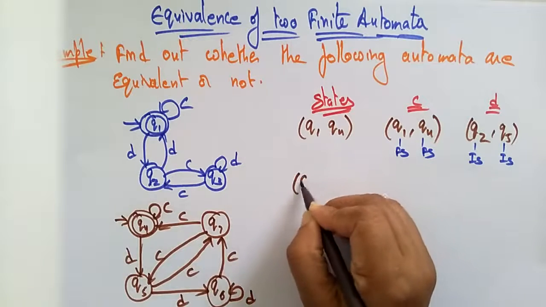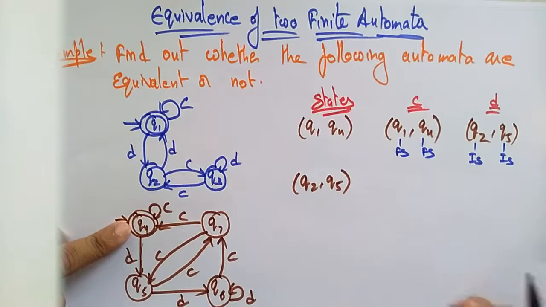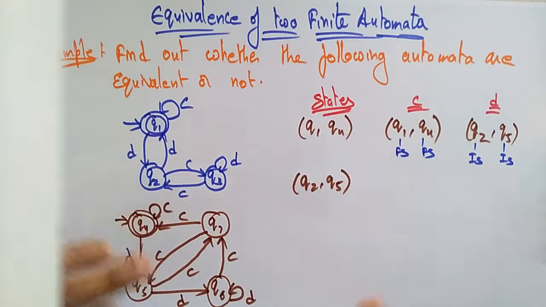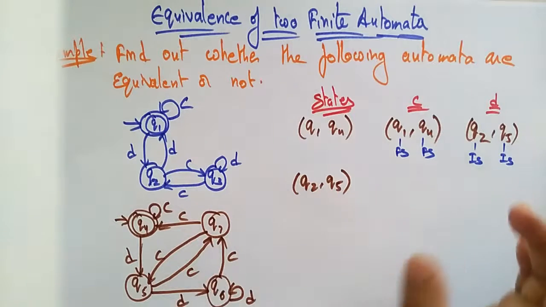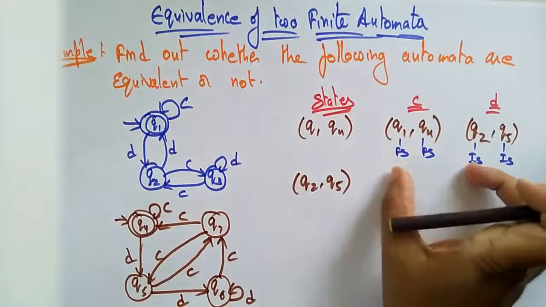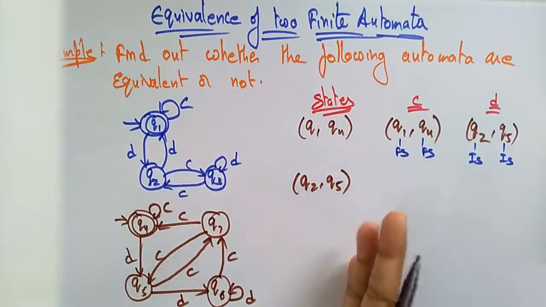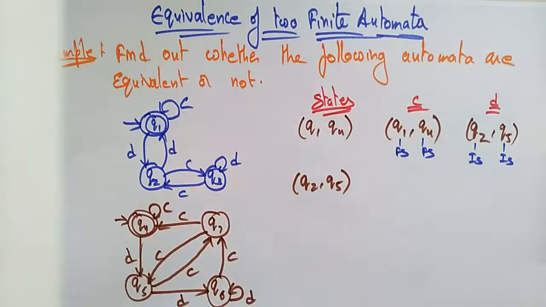This time I am taking Q2 and Q5. If one of the state pairs is not equivalent, meaning it does not have both the same kind of states, then you can conclude there is no need to check the remaining states. If one pair declares that the automata are not equivalent, then they are not equivalent. But if a pair shows equivalence, you need to check the remaining states also. False means always false. If true, you need to check further.